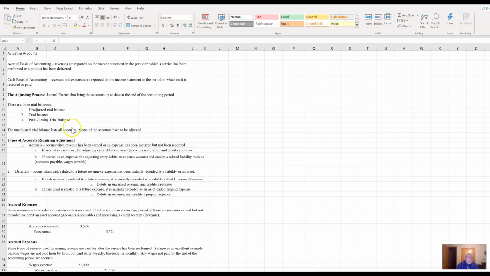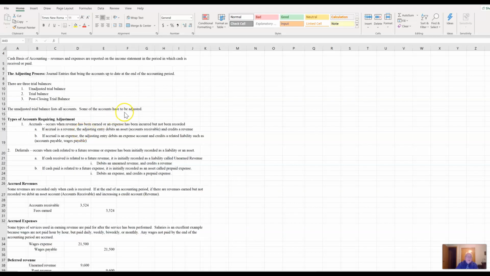The unadjusted trial balance lists all the accounts. Some of the accounts have to be adjusted. And the reason why they're adjusted is because time has passed, which means you've earned things or you've had things expensed out that were recorded differently earlier.